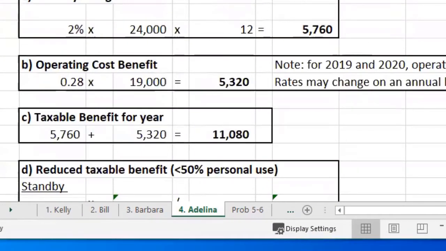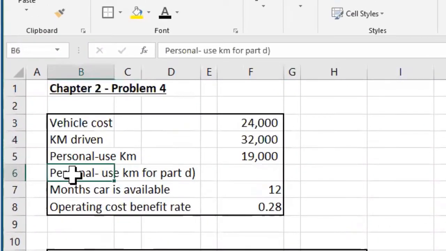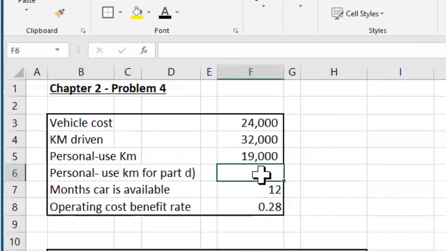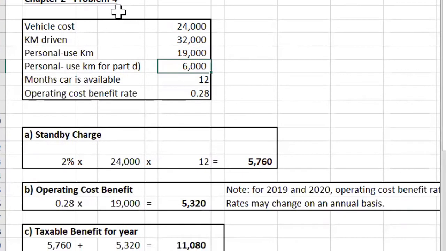First off, I want to go up to the top, and in my variables here, I'm going to dump into this cell, personal use kilometers for part D. We know that that's 6,000. So 6,000 kilometers relative to a total kilometers driven of 32,000. Well, this means that Adelina drives the car far more for employment use than she does for personal use, meaning we could potentially apply the standby charge reduction. We're also going to be able to have an option for our operating cost benefit.